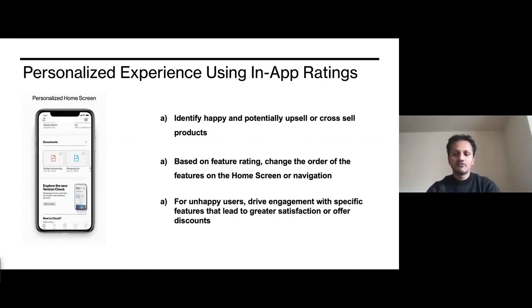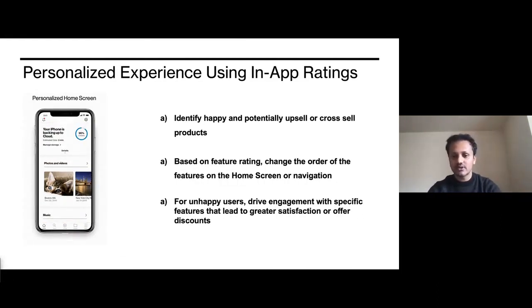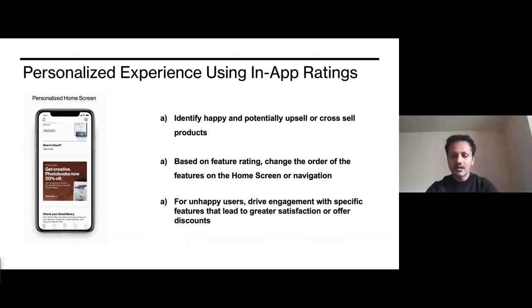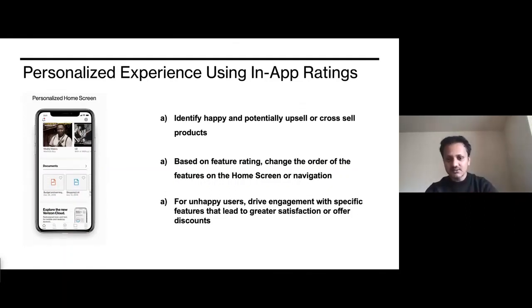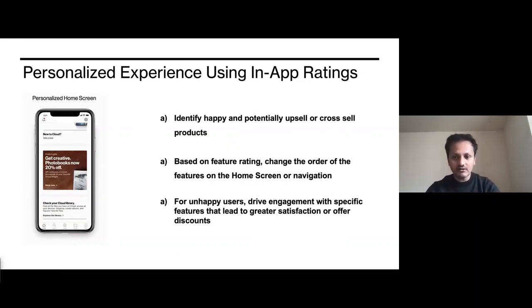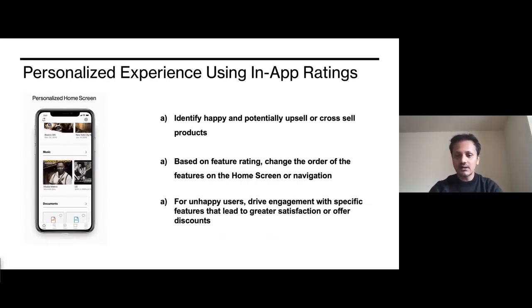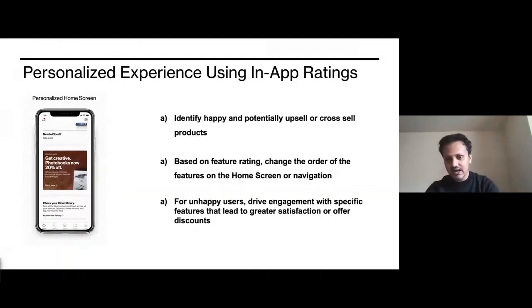The next one is for features. Not only at an app level, at a feature level you get ratings too. Let's say feature 2 is highly rated by users. What you can do is take feature 2 and put it on the top. You can arrange your home screen or navigation so that features which are highly rated and people are happy about are put on the top. You can use a simple rule-based approach here, where feature 2 should be higher if it has a higher rating.